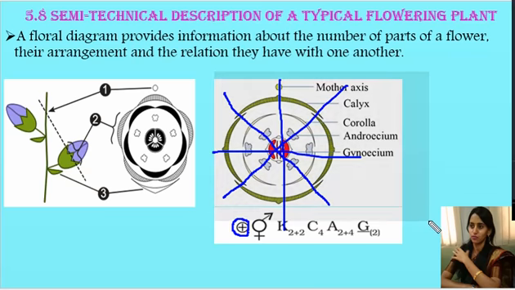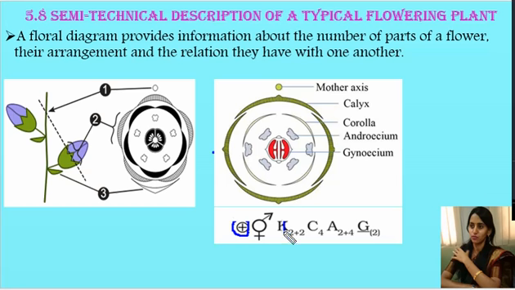Then, as I said, this symbol represents the bisexual flower. What is a bisexual flower? That is, both androecium and gynoecium are present; male and female reproductive structures are present in the same flower. These are the stamens, which are the male reproductive part, and this is the gynoecium, which is the female reproductive part. Hence bisexual flowers are represented with this symbol.